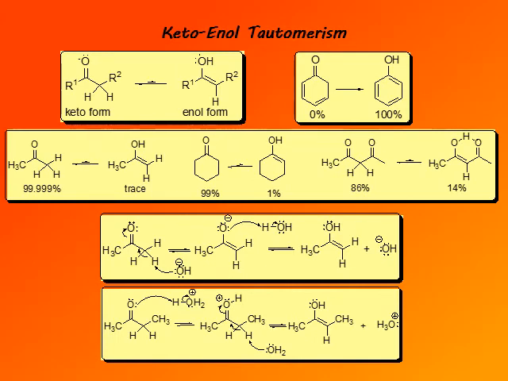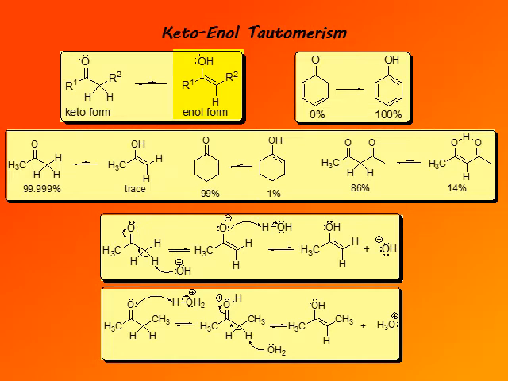Now, another concept we need to examine that is very important for explaining the reactivity of carbonyl compounds, of substitution of carbonyl compounds, is keto-enol tautomerism. Tautomers are isomers that exist in two forms, and those two forms differ in the position of the double bond and a hydrogen atom. In the case of carbonyl compounds, those two forms are called keto and enol forms.